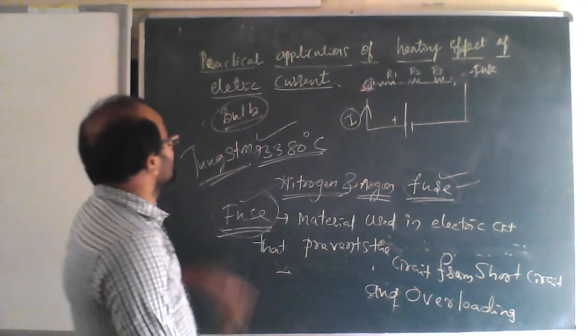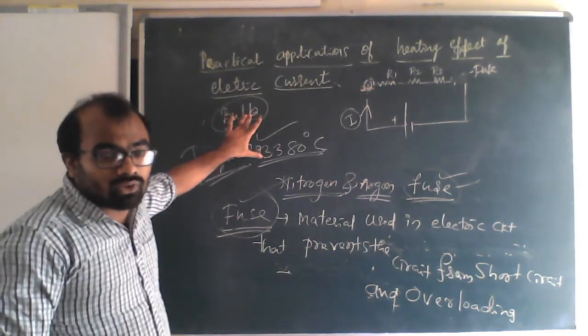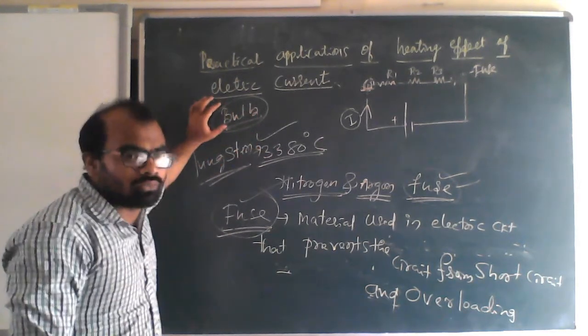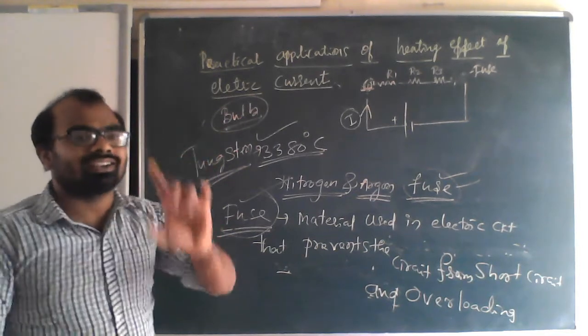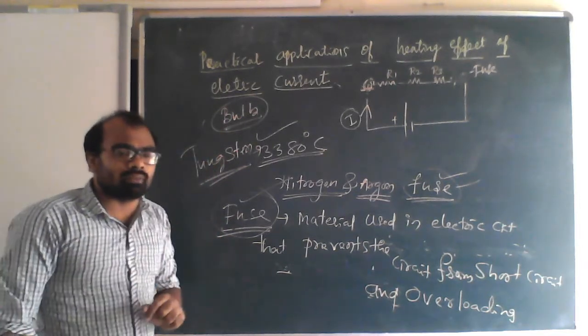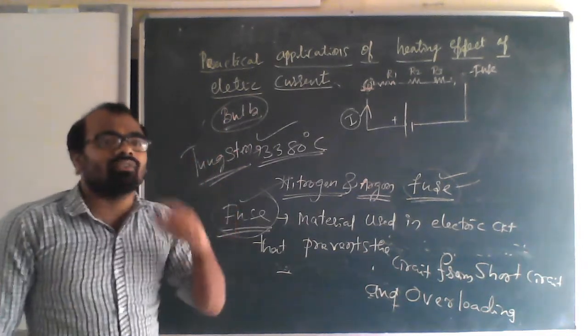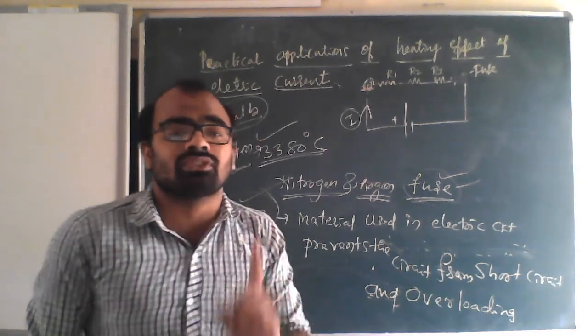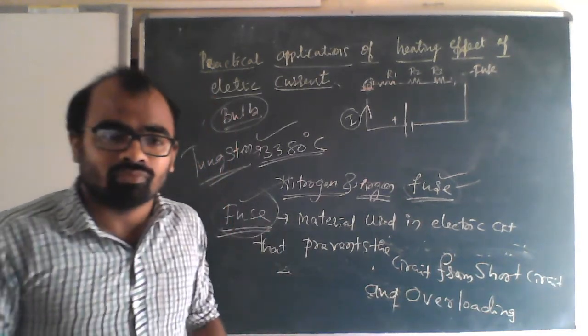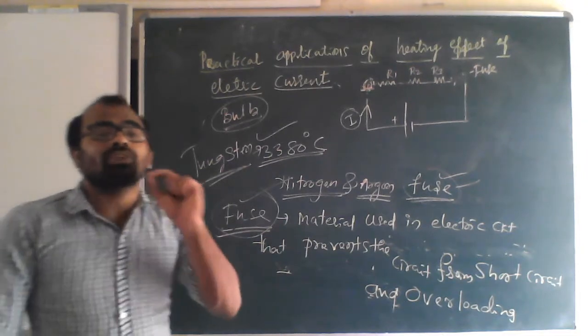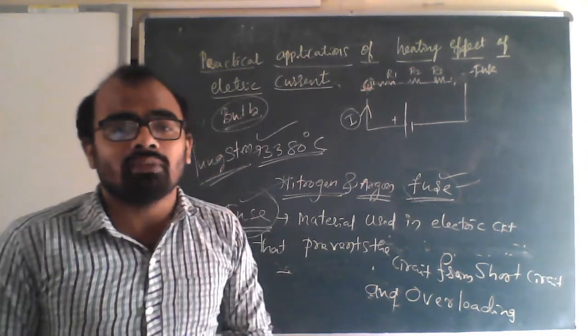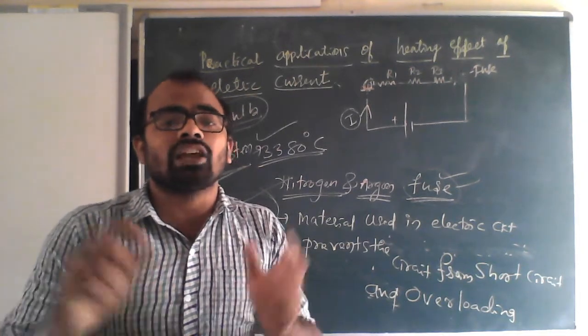So the bulb: which material is it made of, or which filament is used in the bulb? Tungsten filament. Why is the filament made of tungsten? Because tungsten has a high melting point, up to 3380 degrees Celsius. And which gases are filled in the bulb? Nitrogen and argon, mainly argon.